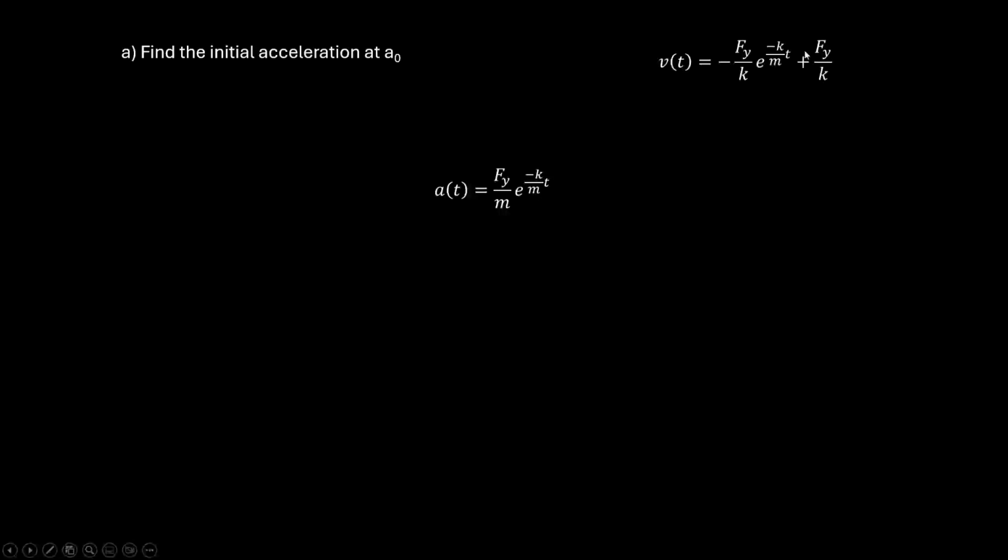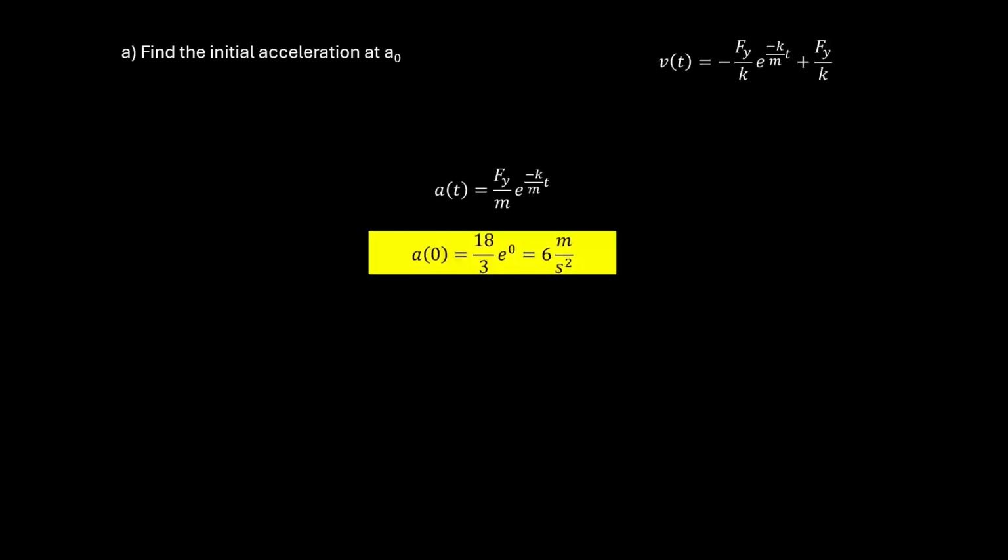And then obviously this constant goes away because the only variable over here is t. All we have to do is just sub in t equals 0, and sub in our other answers as well, because we're given that F_y is 18 newtons, and the mass of the rock is 3. And e to the 0, t equals 0, so e to the 0 is 1. And 18 divided by 3 is just 6.